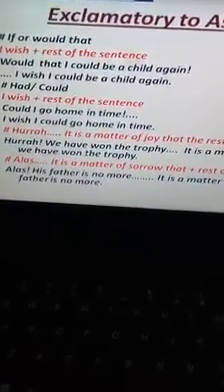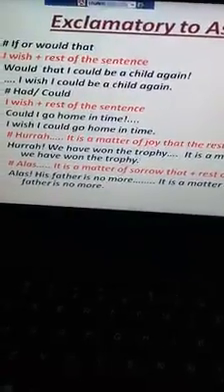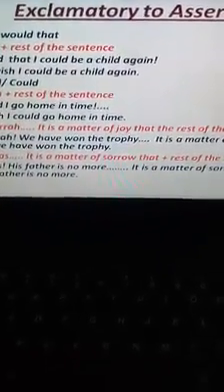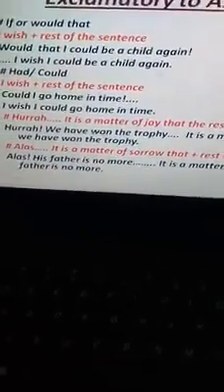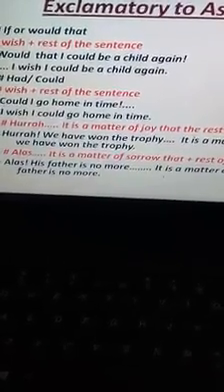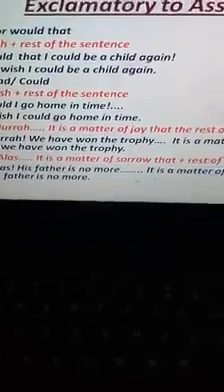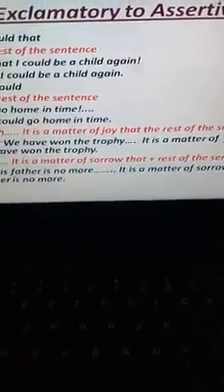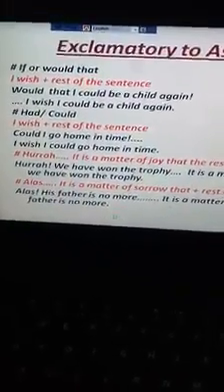Hurrah, we have won the trophy. This is an exclamatory sentence, and in the assertive sentence, I have written it is a matter of joy that we have won the trophy. And the next sentence is, alas, his father is no more. And I have written, it is a matter of sorrow that his father is no more in the assertive sentence.